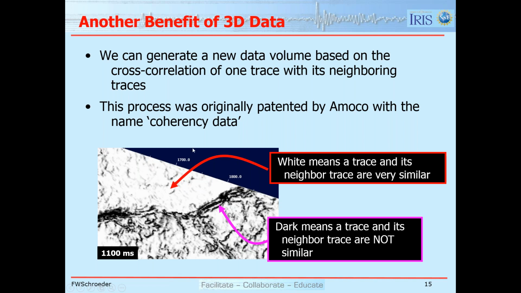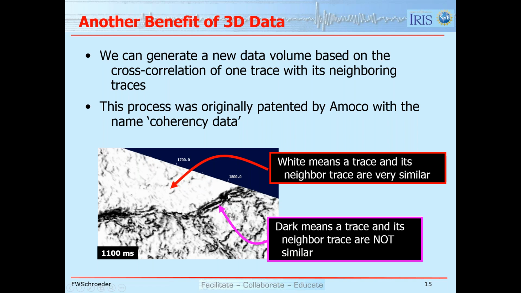So here in the image is a piece of the 3D survey. Now I'm looking at a time slice at 1100 milliseconds, and what the white to gray to black is indicating is not reflection amplitude, but a cross-correlation, a trace and its neighbor. So this is a coherency type of data set that I'm looking at. And where I see bands of black, which means low cross-correlation, these are candidates for perhaps 2 different faults.